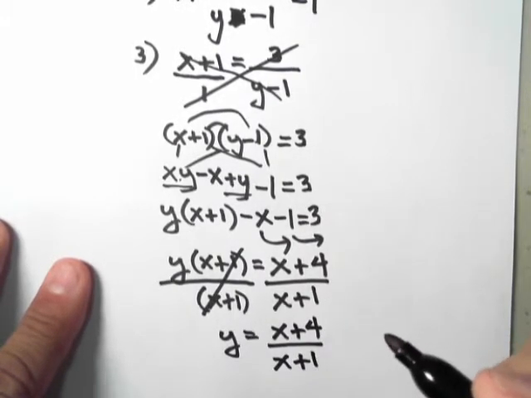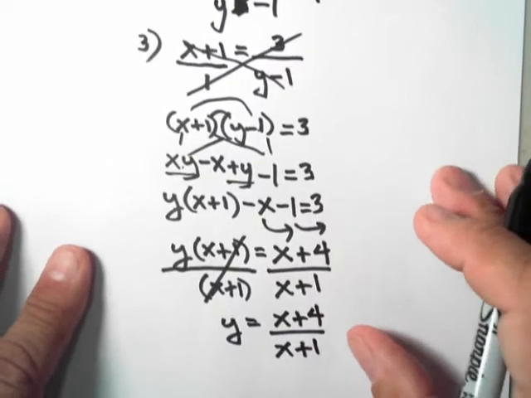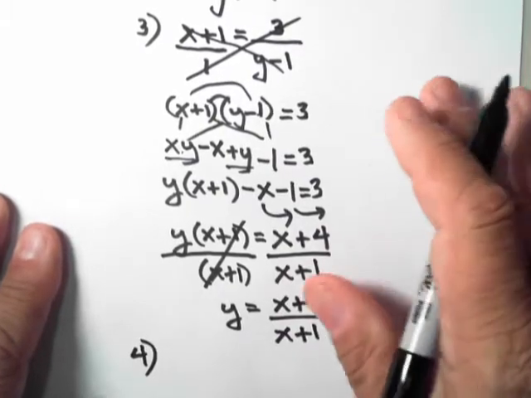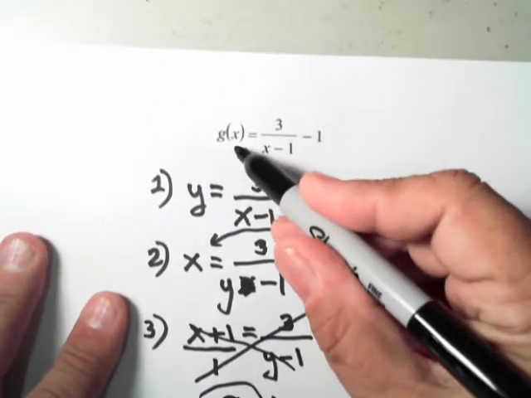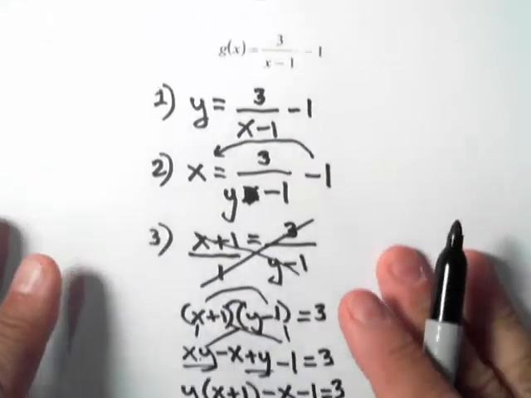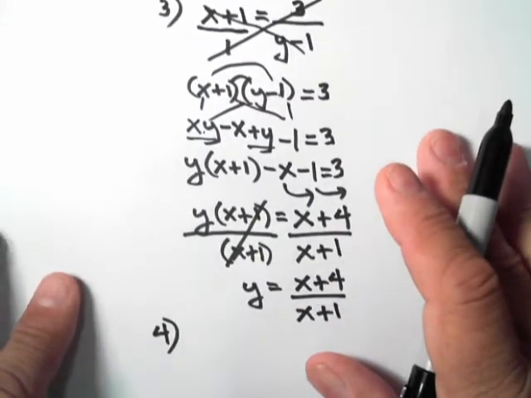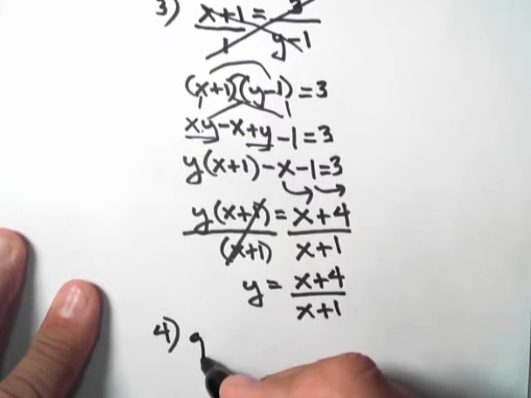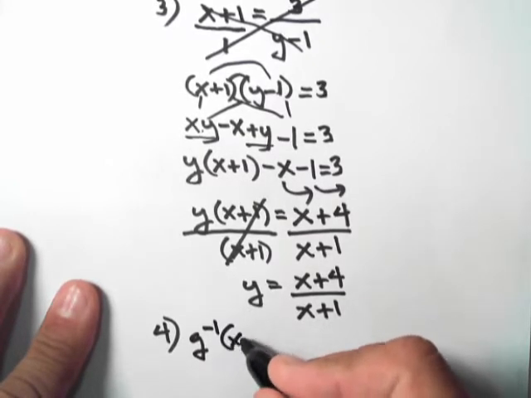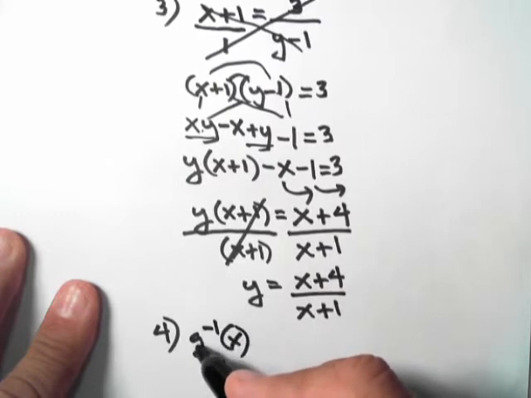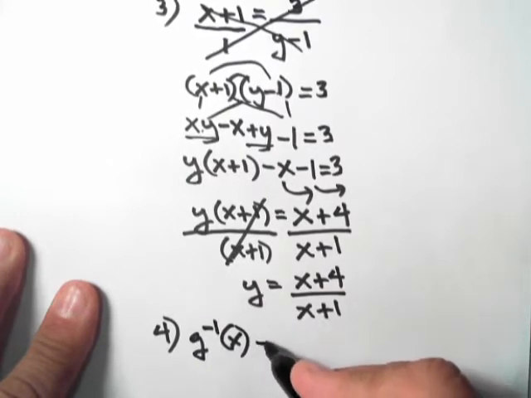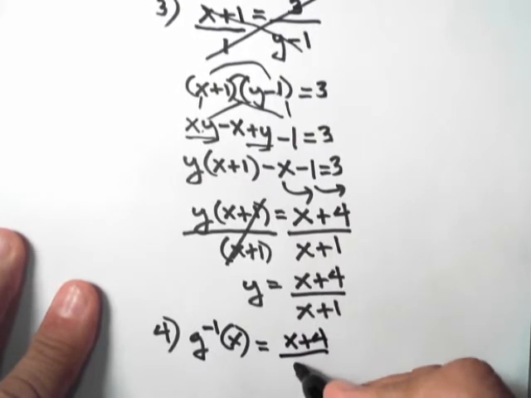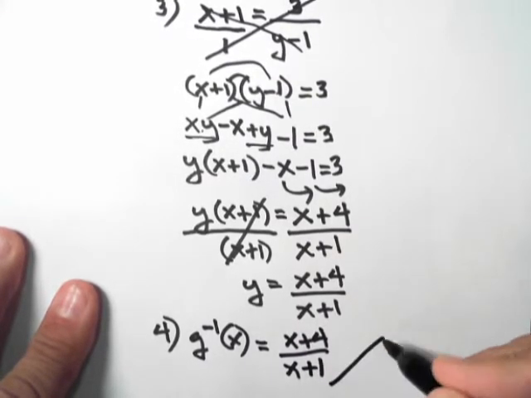Well, the only thing left to do, step number 4, is just to acknowledge that the original function up here used the letter g. So we're going to go back and replace the y now with g inverse of x, g to the negative 1 of x. This tells us that this is the inverse of the original g function. And what it equals is x plus 4 over x plus 1.